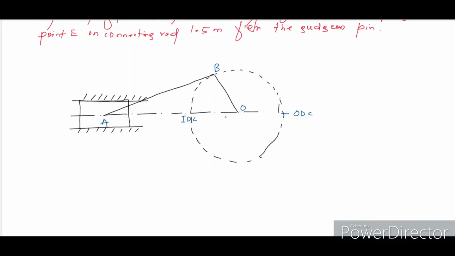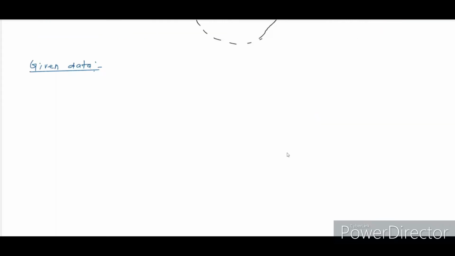Position of crank is given 45 degree, and it is moving in clockwise direction. Clear? And position of point E is given here, somewhere here. It is 1.5 meter.